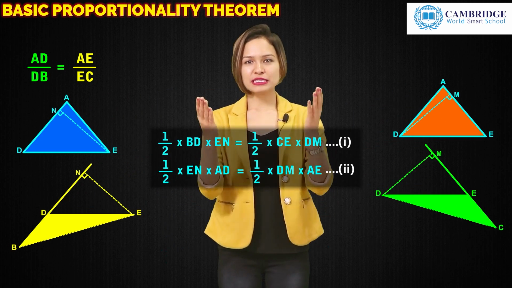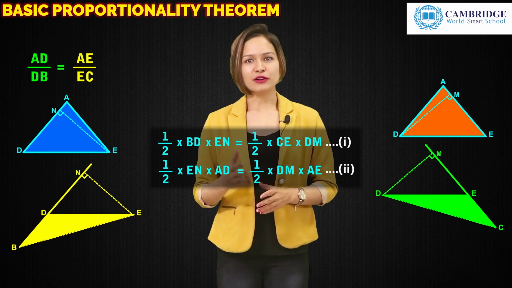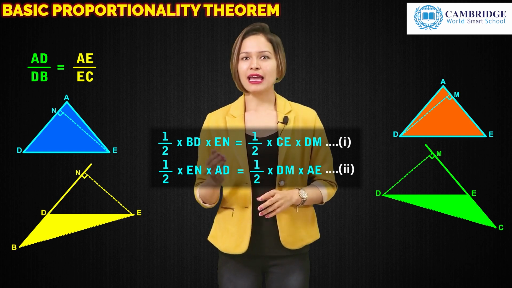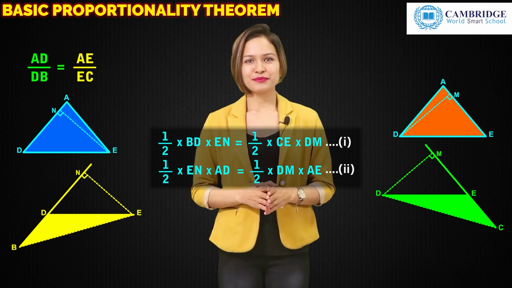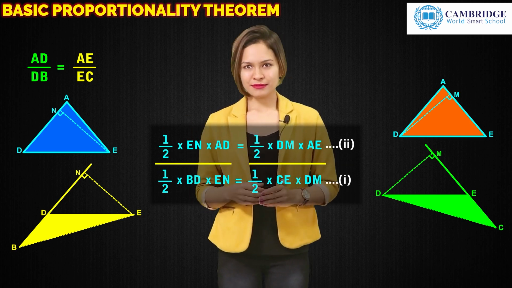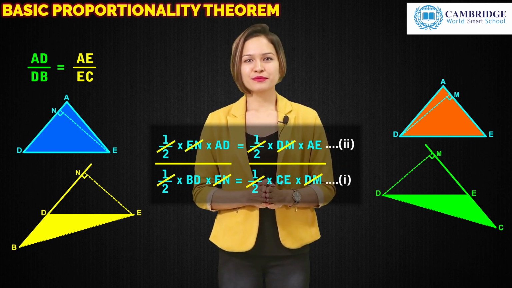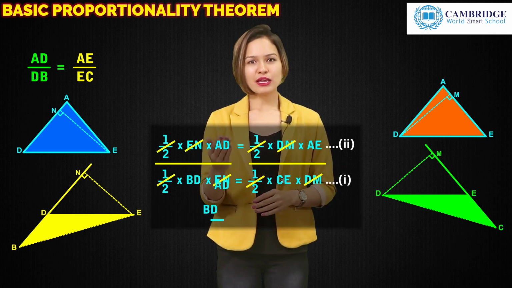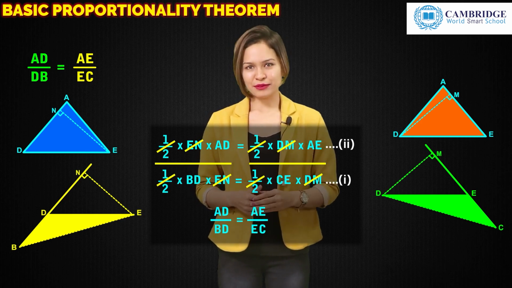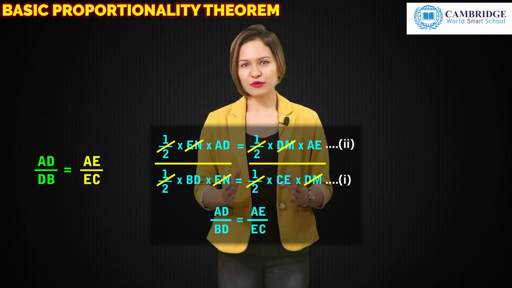Now, observing these 4 figures and 2 equations, how can we infer relation between the sides AD, DB, AE and EC? Correct. Divide equation 2 by 1. After cancellation, we have AD upon BD is equal to AE upon EC. Hence, our basic proportionality theorem is proved in this module.